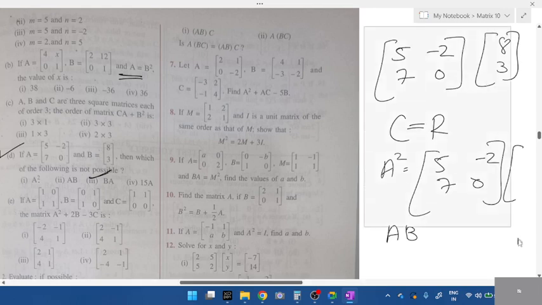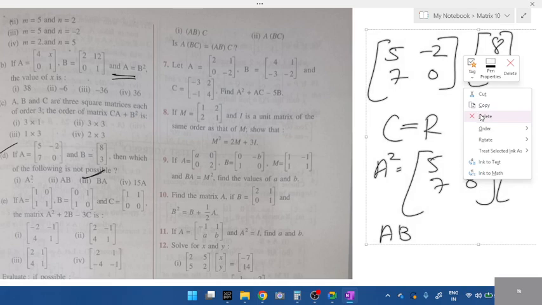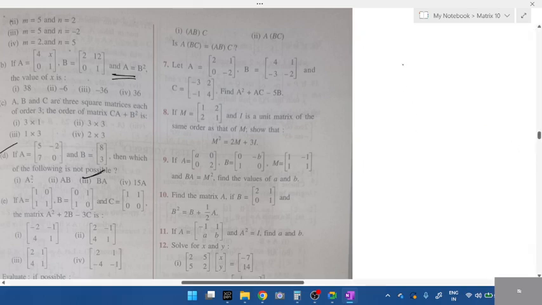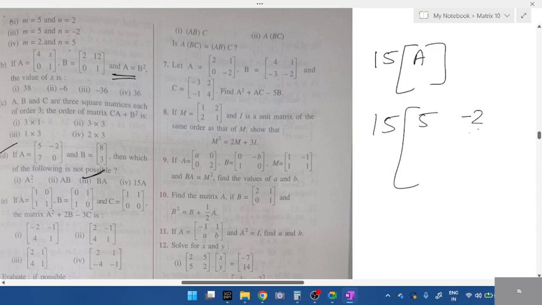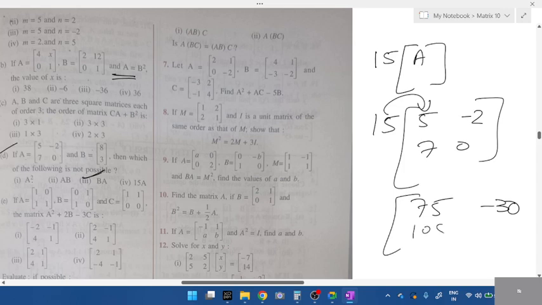Will you try the D one for homework? Respond. Then the fourth question is 15 into A, students. See, 15 into A matrix is very easy. Take 15 and the A matrix given: 5, minus 2, 7 and 0. Just multiply. We already studied this. 15 into 5 is 75, minus 30, 105 and 0.